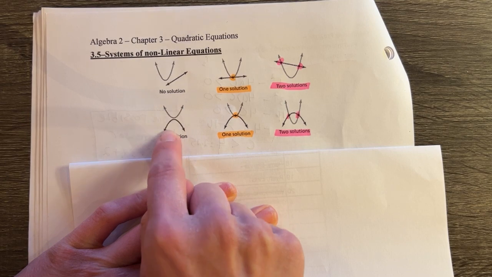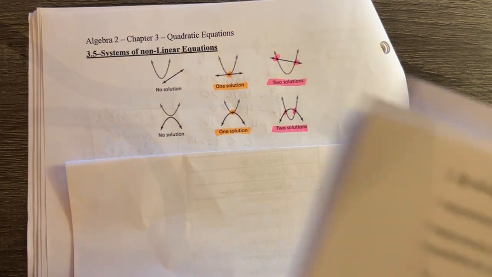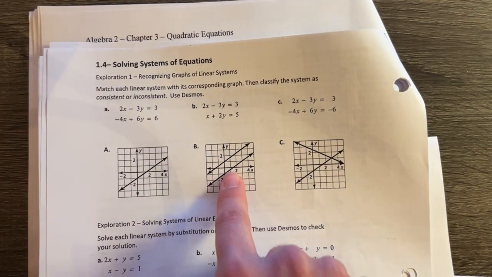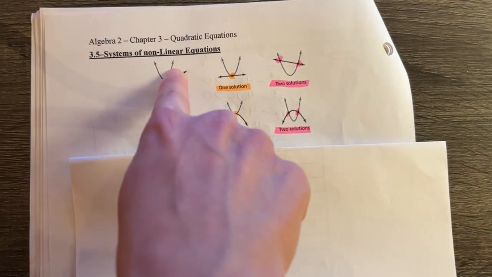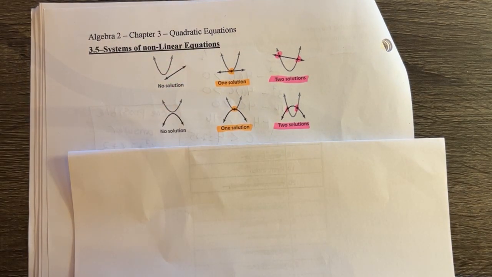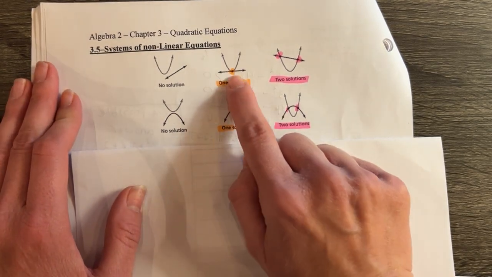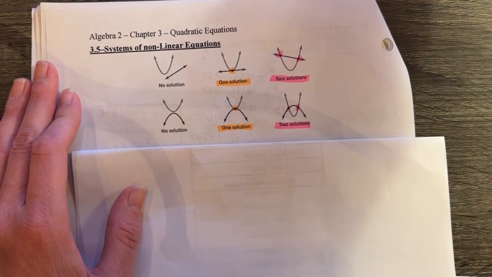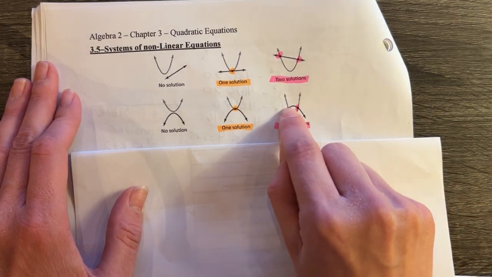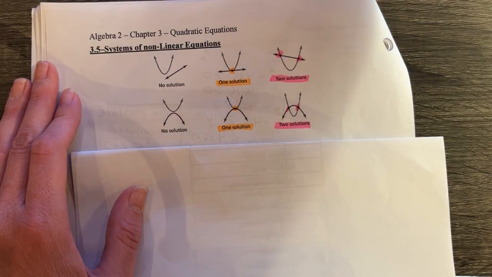Here are instances when we have no solutions, similar to when we were talking about linear equations. That's when our functions are not intersecting. So here are two examples where our functions are not intersecting. Here we have one point of intersection. That means we only have one solution here. And in the last example, we have two solutions. It's where the two functions are intersecting in two spots.